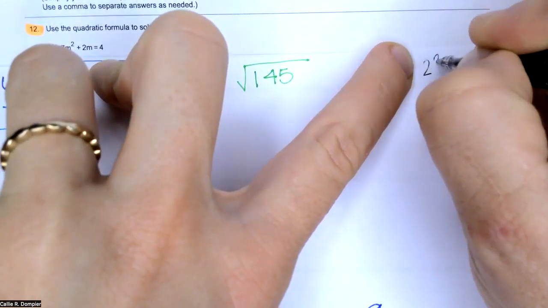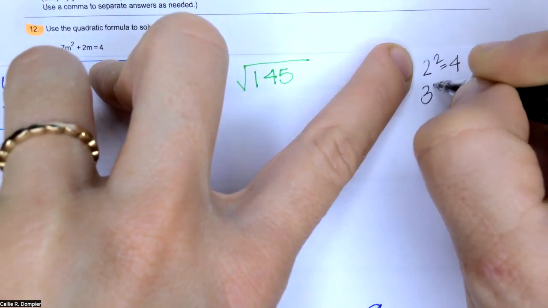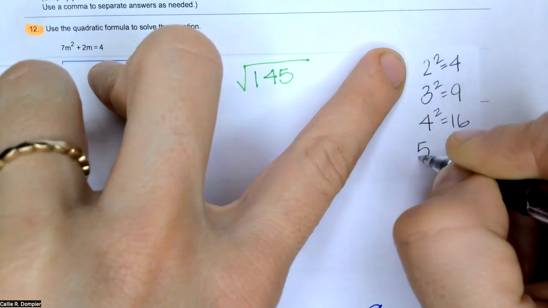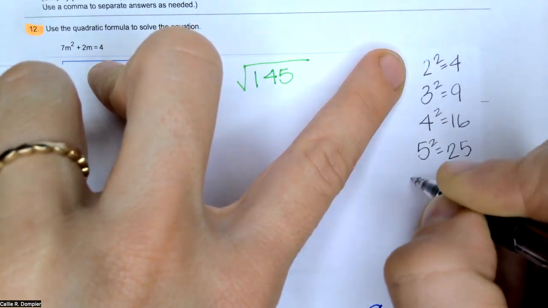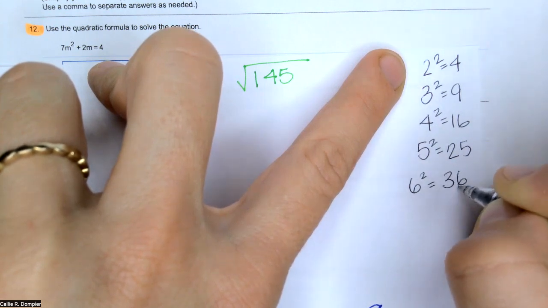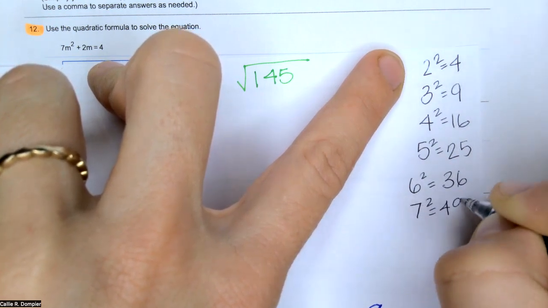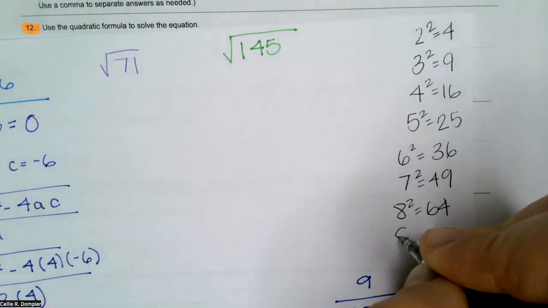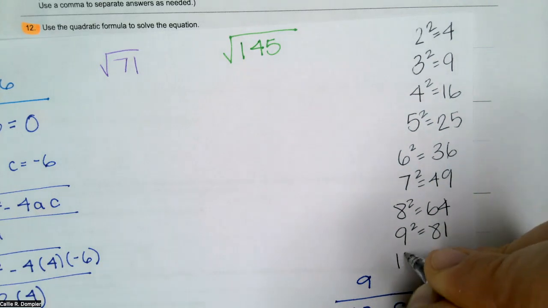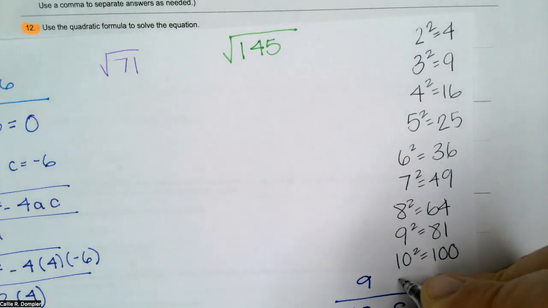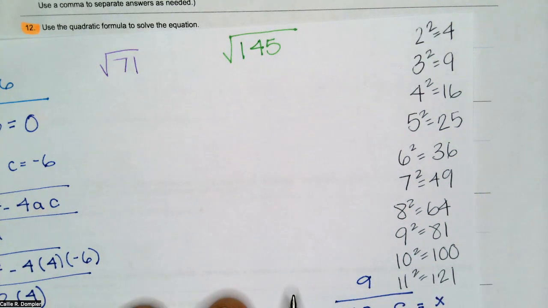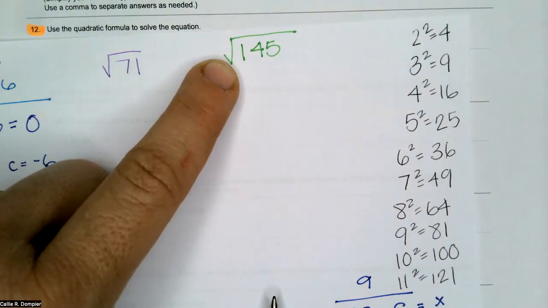So again, 2 squared is 4. 3 squared is 9. 4 squared is 16. 5 squared is 25. 6 squared is 36. 7 squared is 49. 8 squared is 64. 9 squared is 81. 10 squared is 100. 11 squared is 121. Good. 12 squared is 144. So that's not going to apply.